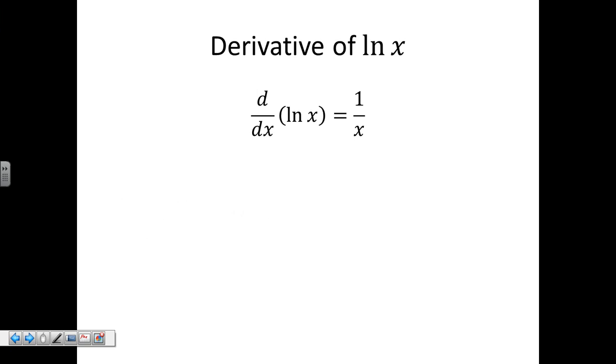Now, first of all, the derivative of a natural log, pretty easy rule. The derivative of a natural log of x is equal to 1 over x.